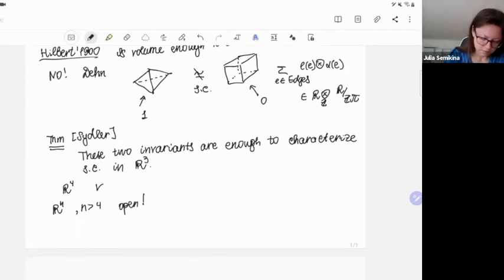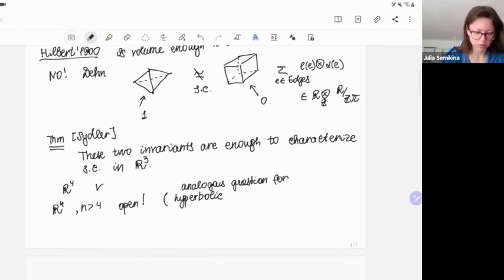And also you can do this, but not working in R^n, but in hyperbolic or spherical spaces. The analogous question in the hyperbolic and spherical setting is also still open.